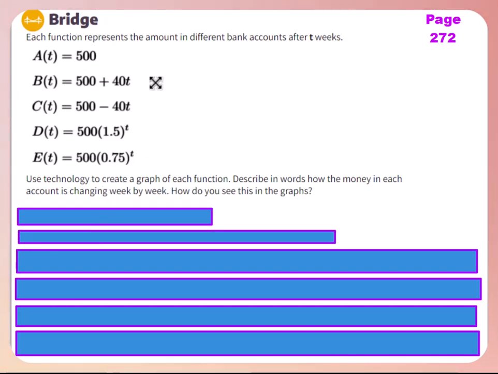Take a minute to look at each of these functions that represent the amount in different bank accounts after t weeks. So t is time, and we're counting our time in weeks. Open up Desmos or use a graphing calculator to create a graph of each function, and then describe in your words how the money in each account is changing week by week. And then how do you see this in the graph?